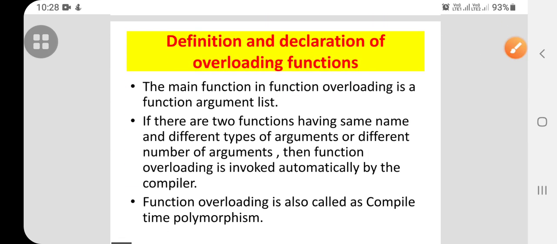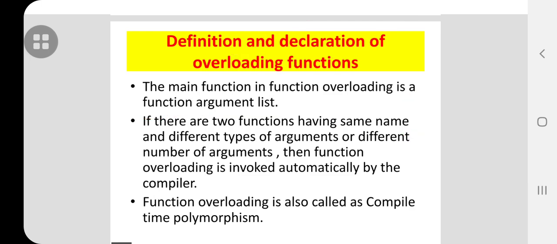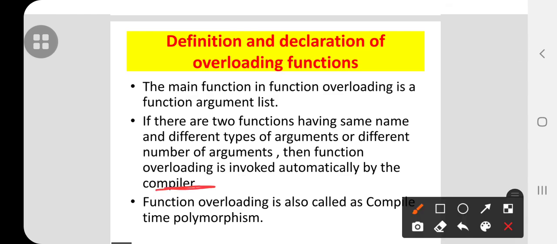Next you should know how to define and declare the overloaded functions. The main thing in function overloading is the function argument list. What arguments you are passing within the braces is very important. If there are two functions having the same name and different data types or a different number of arguments, then function overloading is invoked automatically by the compiler. This function overloading is also called compile time polymorphism.